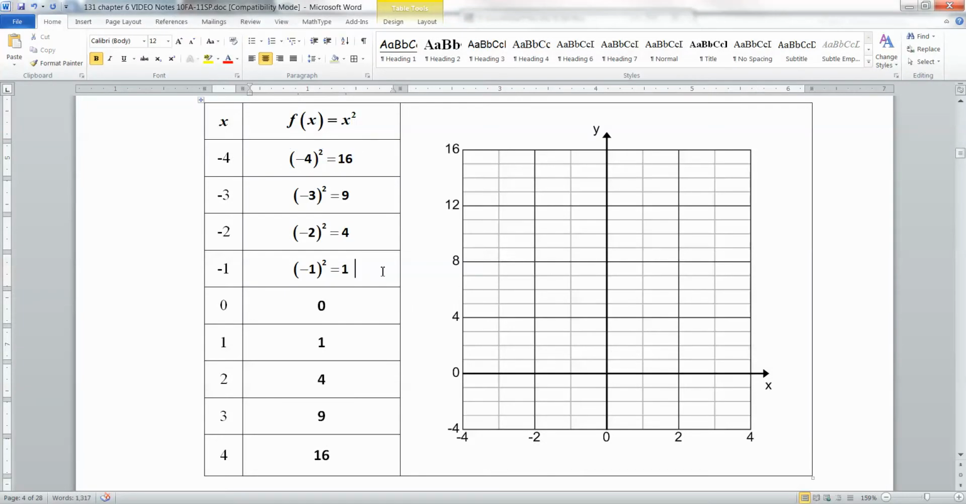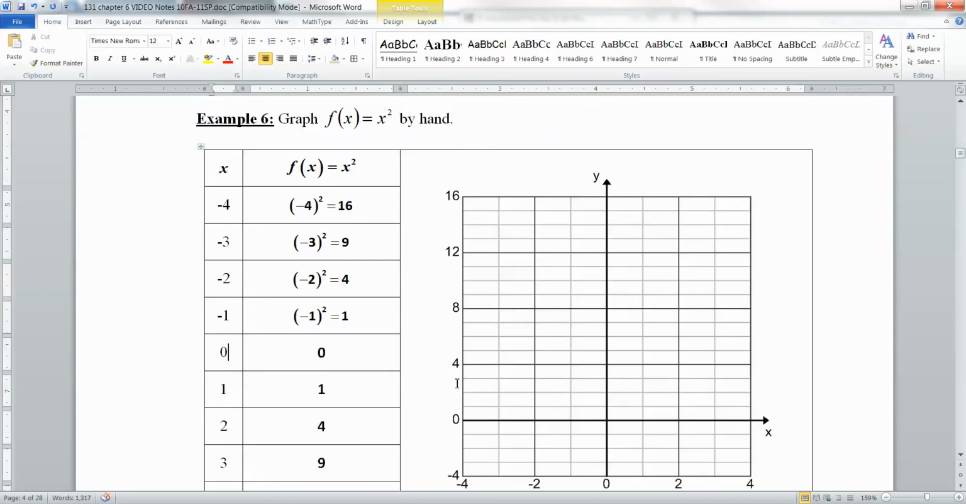I didn't do any decimals because, I mean, you could do 0.23. You could, right? But you wouldn't want to. And then I stopped right there because my grid stopped at negative 4. But I mean, you could keep going. 5 squared, 6 squared, and so on.